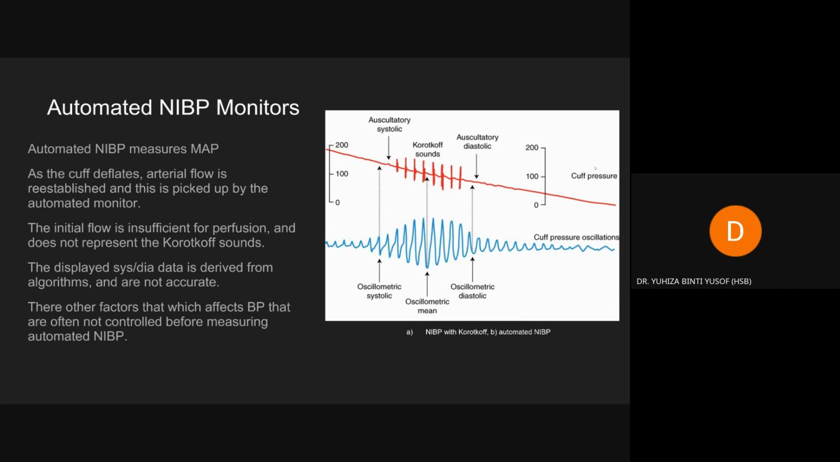Patient kadang-kadang gerak apa semua. The monitor only measures the mean arterial pressure, and the systolic data and the diastolic data is derived from some algorithm. The algorithm is different by product unit, by brand, so there's wide variation in terms of what beds to display. The only true measurement is the mean arterial pressure.